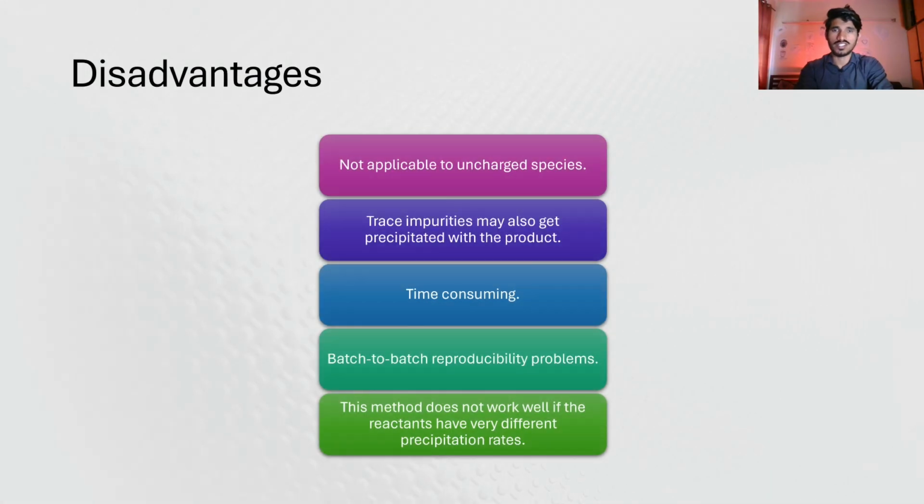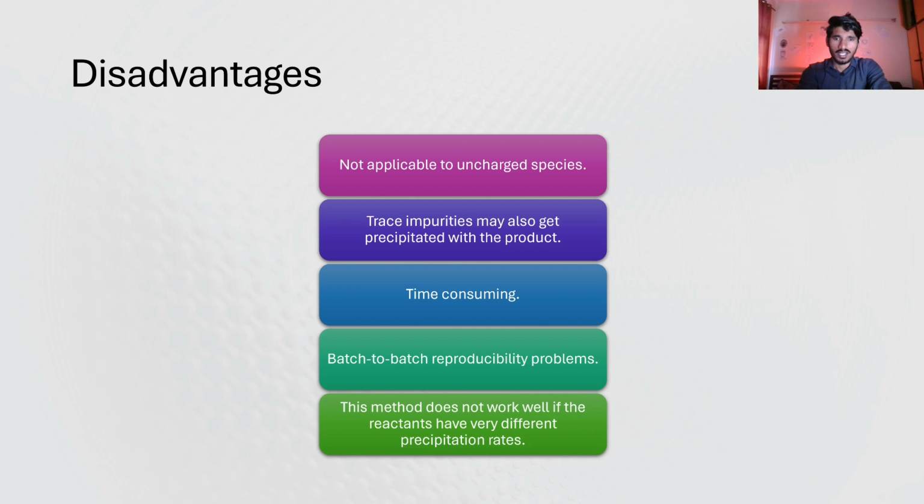Now moving on towards the disadvantages. This is not applicable to uncharged species. The co-precipitation method is applicable only when the species are charged, when the species have some charge. Trace impurities may also get precipitated, so we can have some trace impurities along with it. This is a time consuming process, because sometimes the precipitates take overnight, about 24 hours, to form. In that case, you just have to leave the solution overnight for the precipitate to form, and then the next day you have to dry them. It will take another day to dry them.